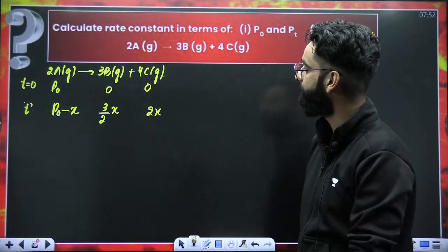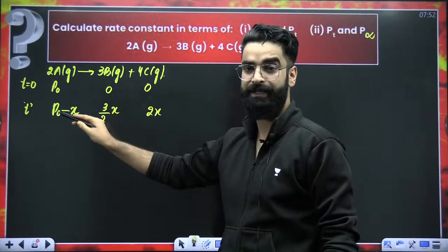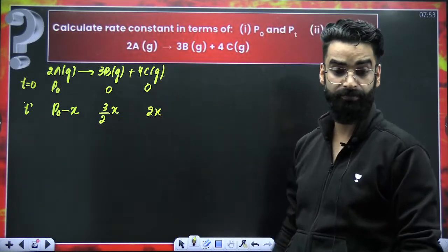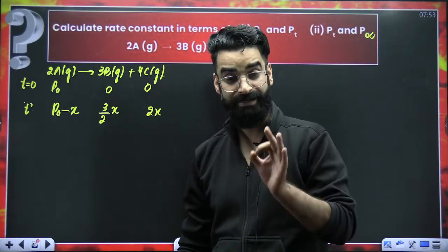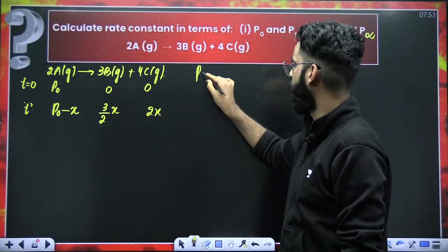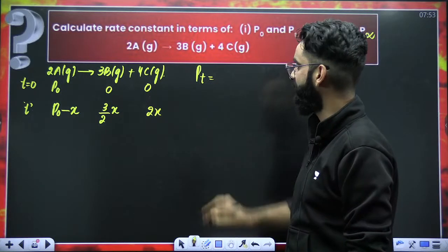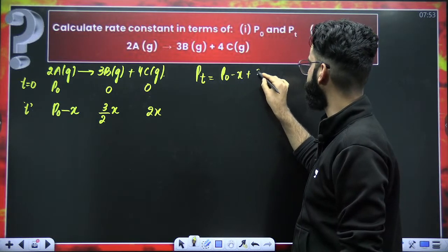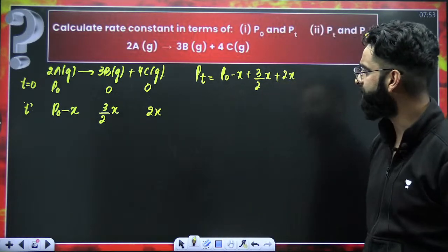Now, if I ask you one thing, at time t, how many gases will be there in the container? There will be 3 gases in the container. There are some moles of A which are left in the container, some moles of B which have got formed, some moles of C which have got formed. So at time t, you will find 3 gases in the container, right? So at time t, you are finding basically a mixture of gas. If I ask you total pressure of the gaseous mixture at time t, how much it's going to be? It's going to be P naught minus x plus 3 by 2x plus 2x, right?